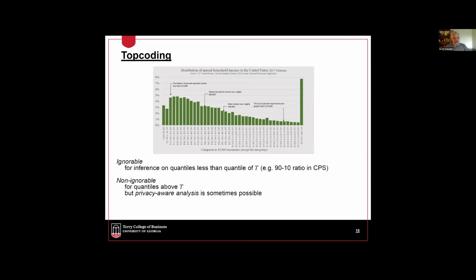So this form of statistical disclosure limitation, researchers are used to thinking about it. This is the kind of intuitive thinking about privacy protection we engage in all the time. But we know that this kind of privacy protection is ignorable if the inferences that we're interested in, say, quantiles, are less than that and fall below the top code. So we know that we can estimate 90-10 earnings ratios or income ratios in the current population survey. But of course, it's not ignorable if we're interested in quantiles above the threshold. And occasionally, if we have some additional information about the distribution of incomes above the threshold, then we could engage in a privacy-aware analysis.